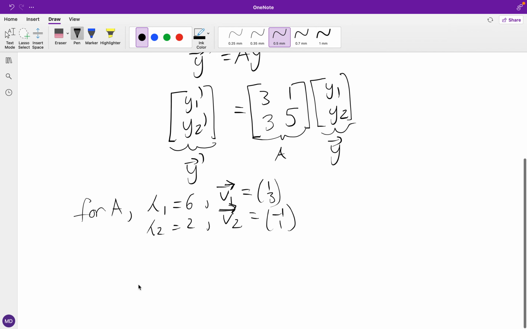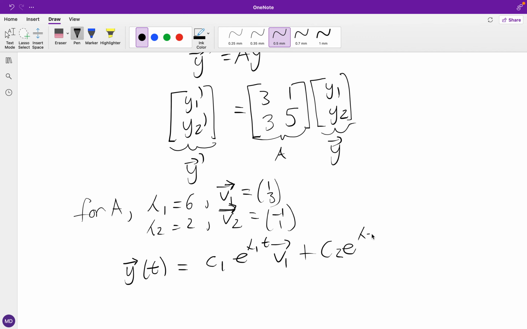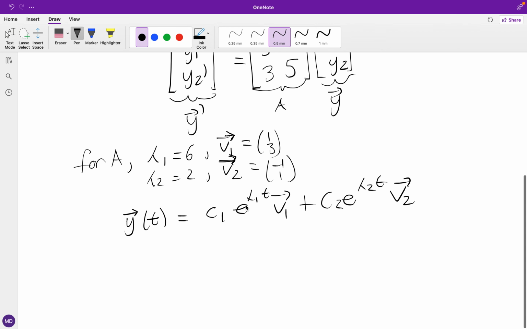Okay, and why you want these is because for a system of coupled linear ODEs, first order, we get the general form for a solution as follows. We get y of t, which is what we're solving for, equal to c1, coefficient, times e to the lambda 1 t times the eigenvector v1 plus c2 times e to the lambda 2 t times the eigenvector v2. And so if we can solve for lambda 1, lambda 2 as we did, v1 and v2, we can solve for our solution.